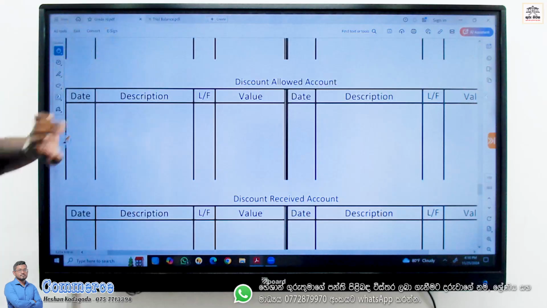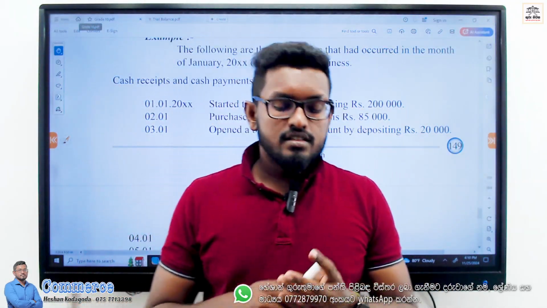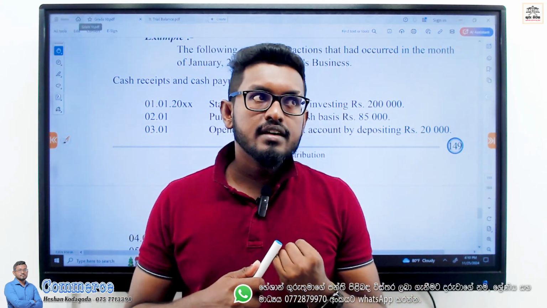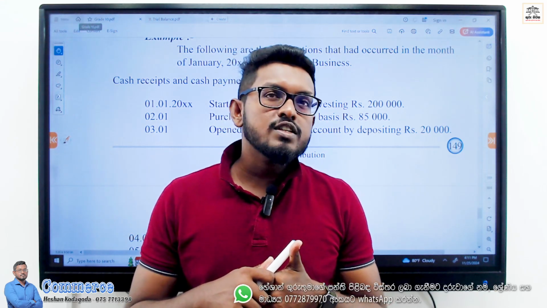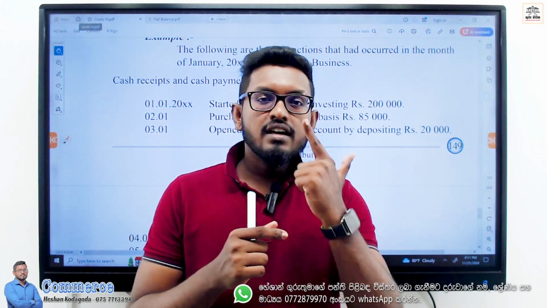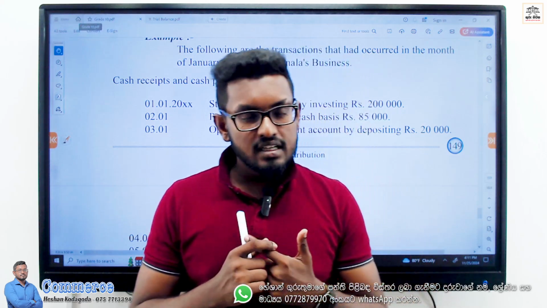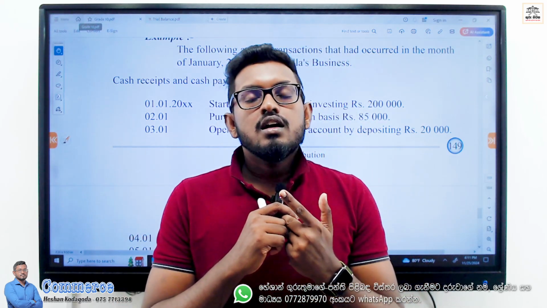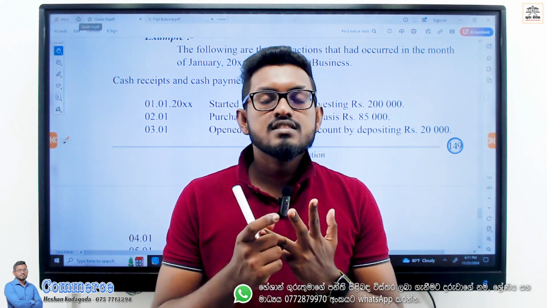So let's quickly go to the question. You can see we need the cash book, bank account, purchase journal, sales journal, and the trial balance. These are the requirements. Cash book with the discounts column means there are cash transactions. A bank account means there are bank-related transactions. Purchase and sales journals required means there are credit purchases and credit sales.